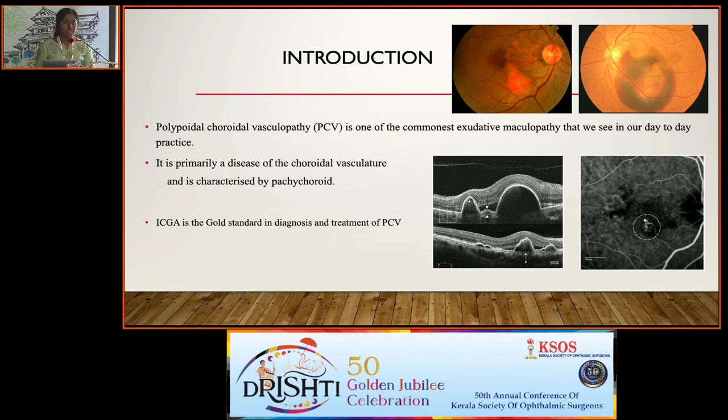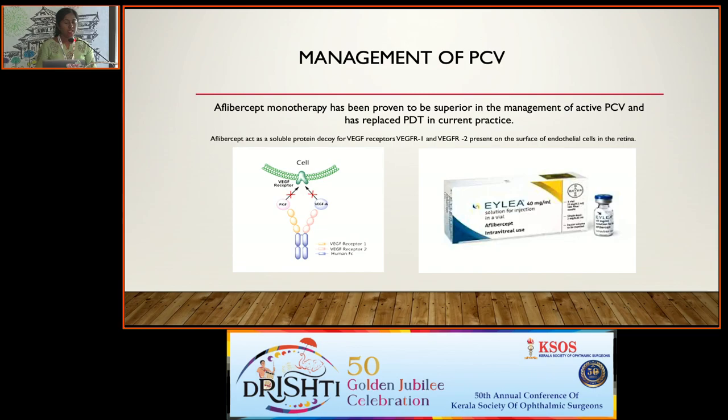Diagnosis is mainly based on typical clinical findings including reddish orange subretinal nodule and subretinal hemorrhage, and diagnosis can be confirmed by ICGA. In ICGA, we can see branching vascular network of inner choroidal vessels and hyperfluorescence and hypofluorescent halo. Aflibercept is a newer anti-VEGF molecule which acts against both VEGFR1 and VEGFR2.